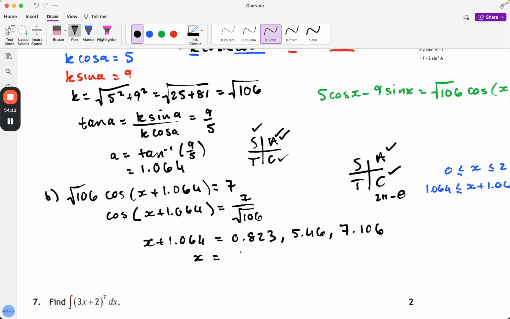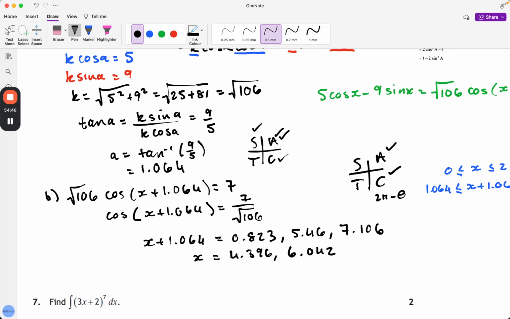So we've then got 5.46 minus 1.064, and then in decimal form that is going to give us 4.396, and then we also have our 7.106, and we're subtracting 1.064 from that as well, and that is going to give us 6.042. So that is now all of our solutions between 0 and 2 pi for our equation that we've got there.